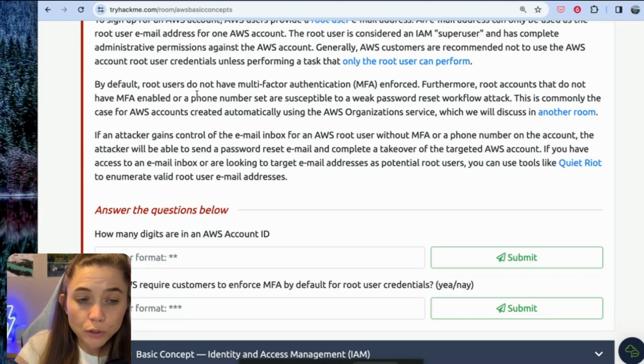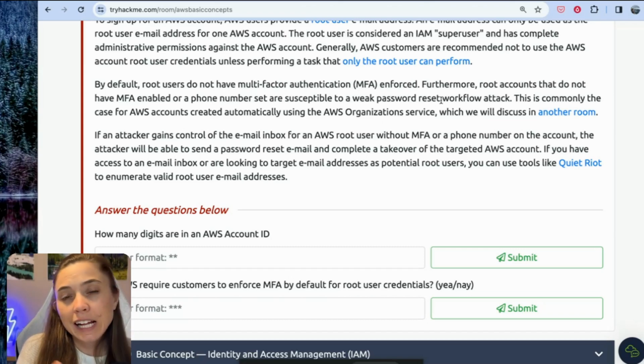By default, root users do not have multi-factor authentication enforced. Furthermore, root accounts that do not have MFA enabled or a phone number set are susceptible to a weak password reset workflow attack. This is commonly the case for AWS accounts created automatically using the AWS Organizations service, which we're going to discuss more later. Yes, so obviously having MFA set up on your AWS account is essential. Also, think about it. It's essential that whatever email account you are using as your root email for your AWS account, whatever email you've used to set up the AWS account, you need to make sure that email account itself has all those best practice security things set up, like multi-factor authentication.